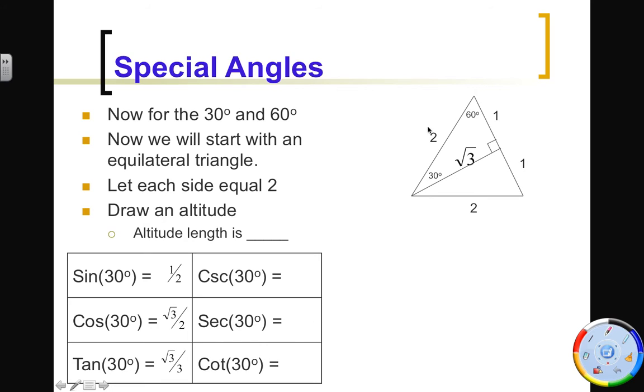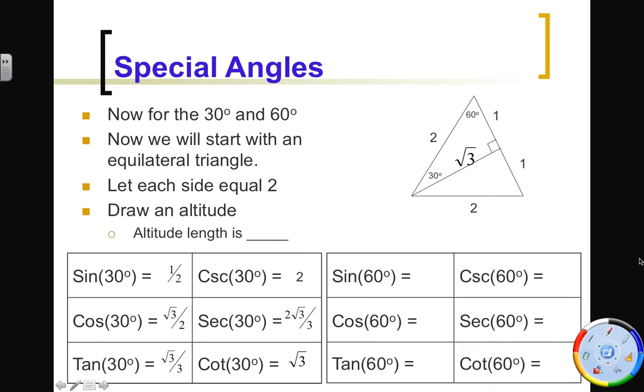Well, again, you can think about it one of two ways for the reciprocal functions. I know that cosecant is the reciprocal of sine, so I get 2. Secant's the reciprocal of cosine, so doing a little bit of manipulation, I get 2√3/3. And cotangent being the reciprocal of tangent, I get square root of 3. Likewise, maybe pause it for a second here and fill in this box before I fill in this box.